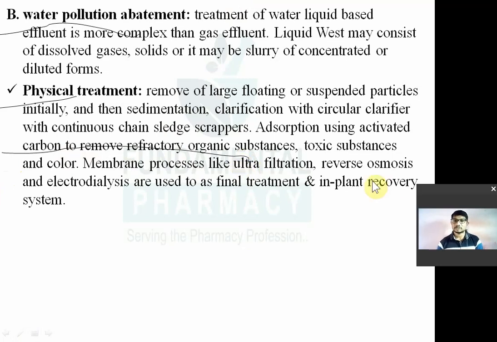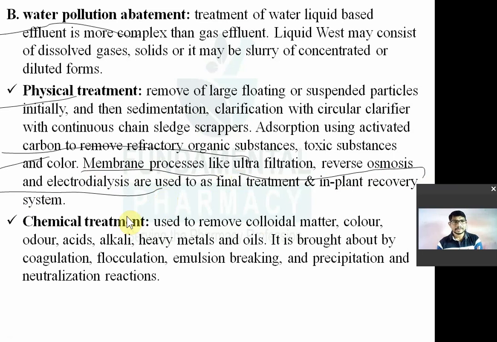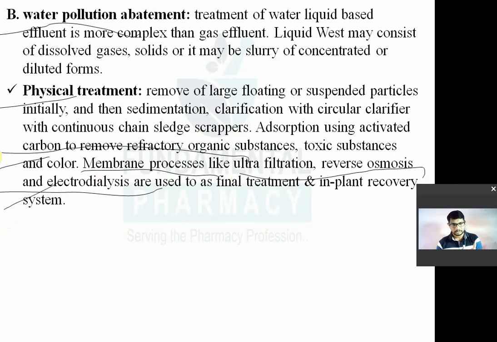ठीक है, आप एडसॉर्बेंट भी यूज कर सकते हो टू एब्सॉर्ब द organic substances and toxic substances, color. Okay. Then lastly, membrane filtration methods can be used like ultrafiltration, reverse osmosis, then electrolysis. They can be carried out as a final treatment. Okay, and in-plant recovery systems also there. So mostly जो chemical industry होता है उसमें ये treatment 100% होता है.